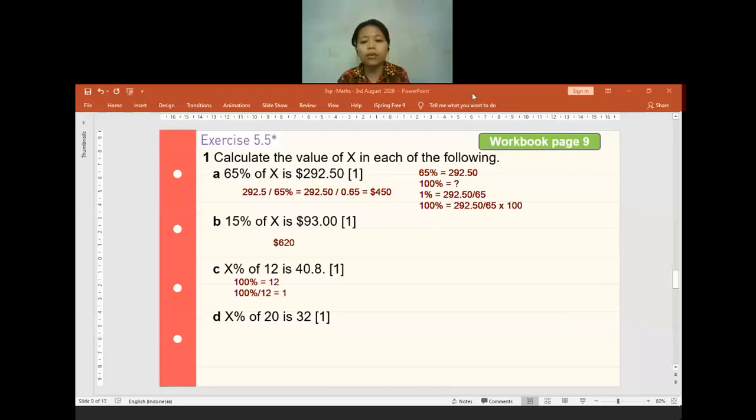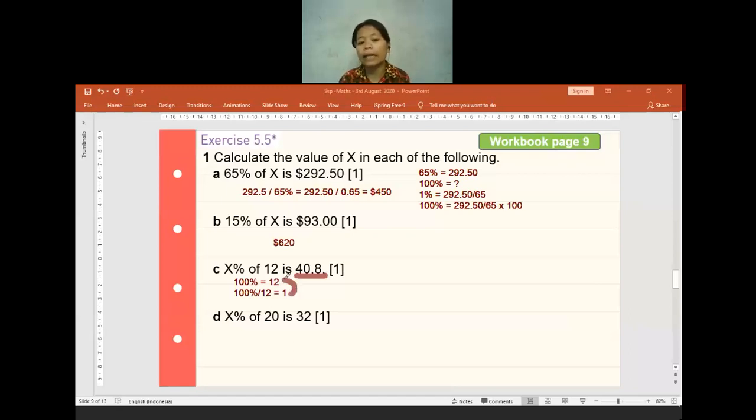Is there anyone who is confused? The 100% is equal to 12. Why is it equal to 12, not 40.8? Because the question is 8% of 12. Because it is of 12, the 12 will be equal to 100%. Now I have another number here, which is 40.8. So it will be easier if I find the one first from the 12.